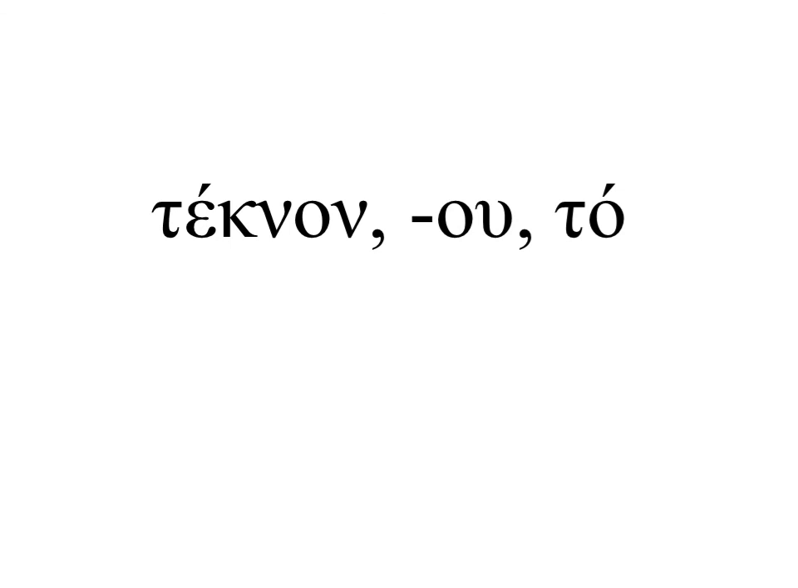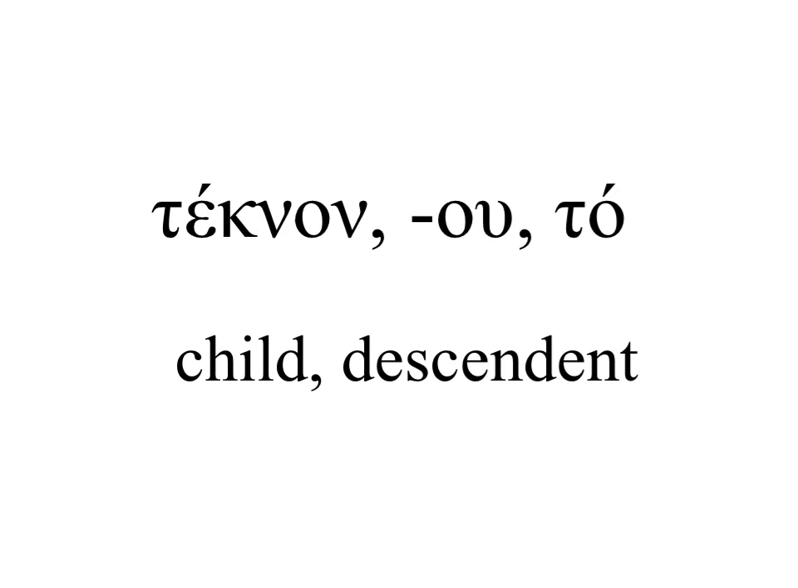Teknon. This is the second declension, and it's neuter. Child is neuter, or descendant. This is specifically used also for the child of Israel, rather than just any child. So when Jesus refers to a child, and he refers to why throw bread to a dog instead of the child, he's referring to the child of Israel.